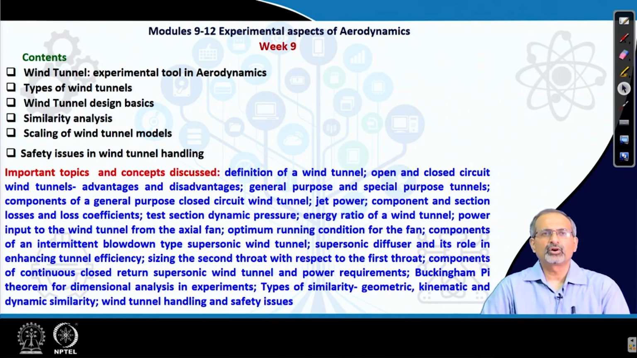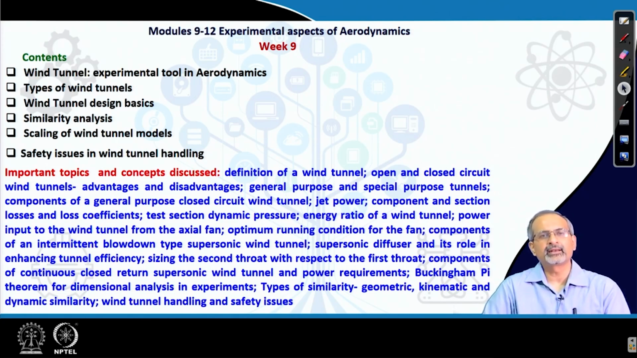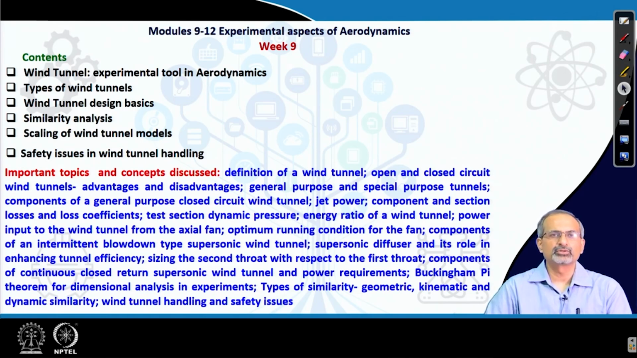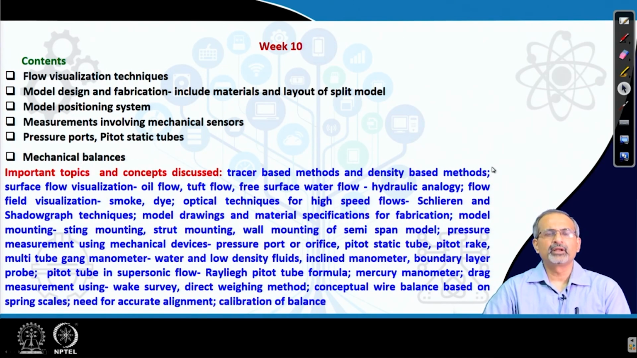Finally, we moved on to the concept of similarity, and that is a very important aspect in experimental aerodynamics. We discussed the Buckingham pi theorem for dimensional analysis applicable to wind tunnel experiments, and we discussed different types of similarities including geometric, kinematic and dynamic similarity, and we ended by discussing briefly wind tunnel handling and safety issues as it applies to both low speed as well as high speed wind tunnels. This was the first week we spent on experiments. Then we moved on to week 10 where we moved on to different aspects of experiments.